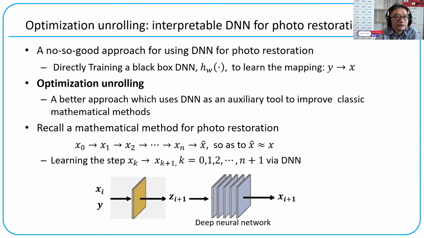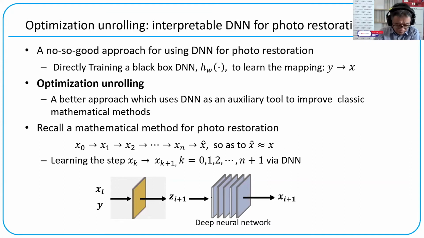Well, that's it. As I mentioned, if you're directly using a deep neural network as a black box to learn the mapping between the bad image and the good image, you will fail, or the performance will not be so good. However, a better approach is to combine optimization and deep learning. That is, you still follow the traditional method for photo restoration. You have some optimization formulations, then you gradually refine your estimate one by one, so x0 to x1 to x2 and so on. Then eventually, you hopefully get something good.